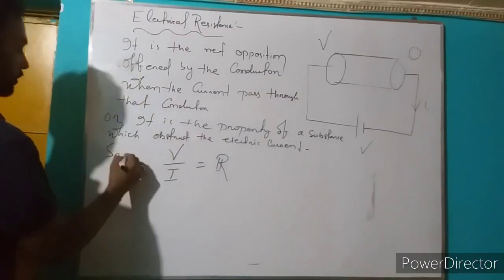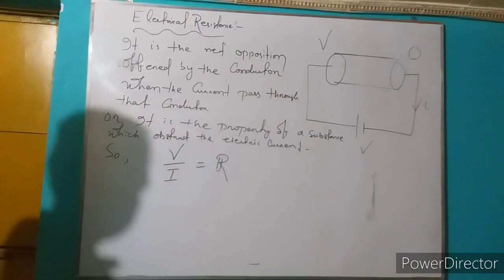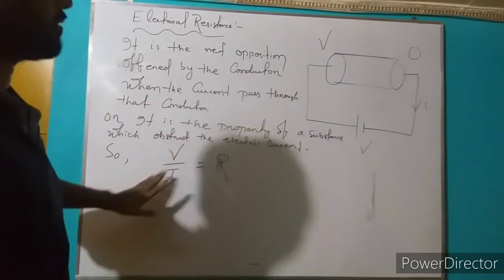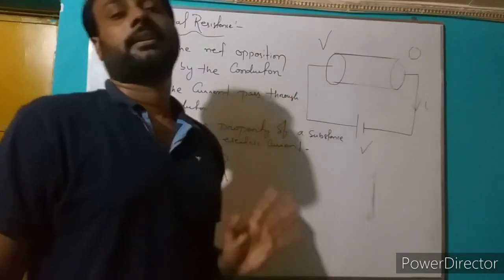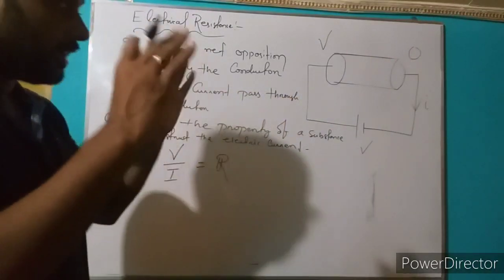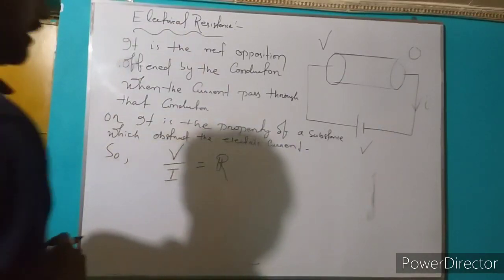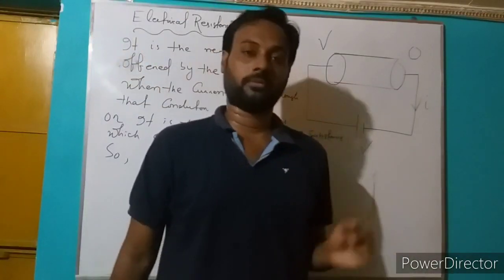So here V by I equal to R. That means electrical resistance is equal to the potential difference across the two ends of the conductor divided by the current flowing through that given conductor in a particular circuit. Okay? But you all know Ohm's law. What do you mean by Ohm's law?